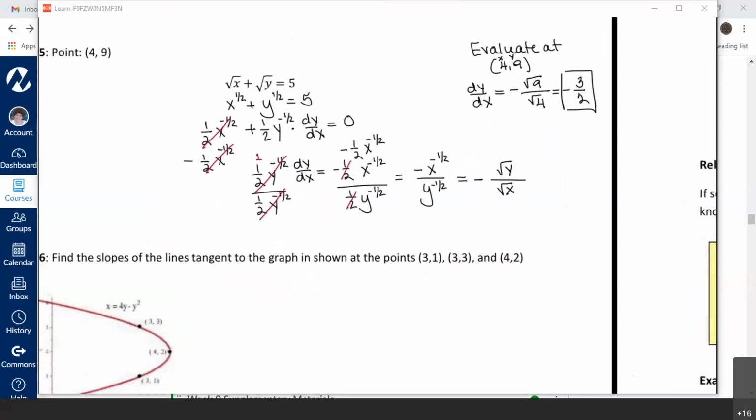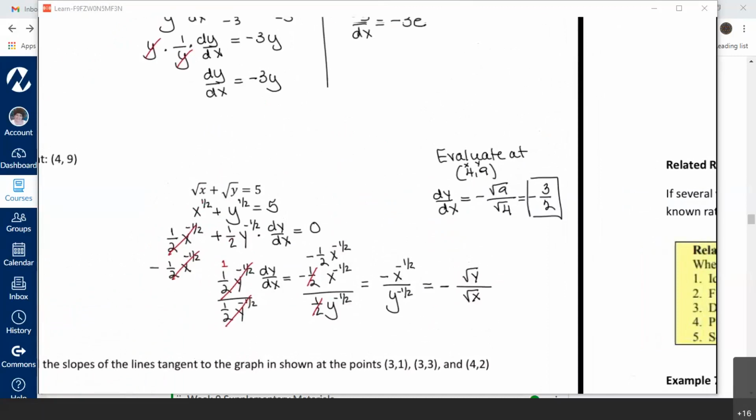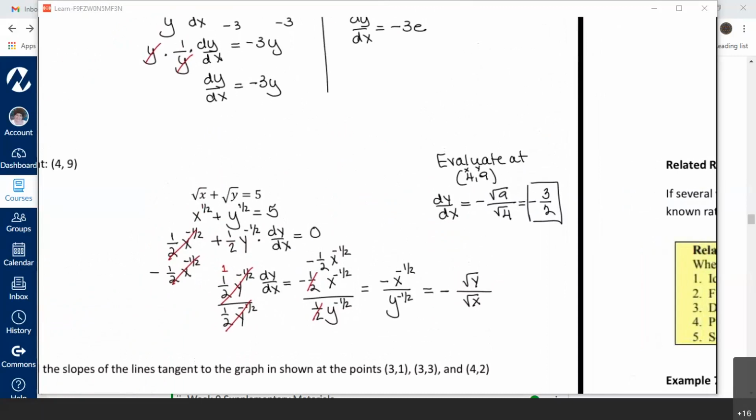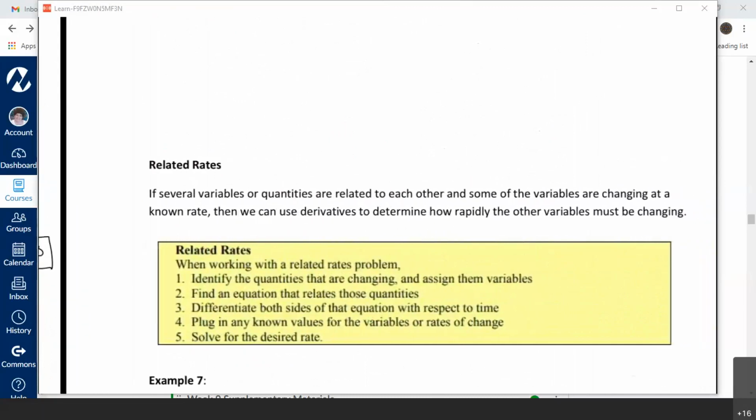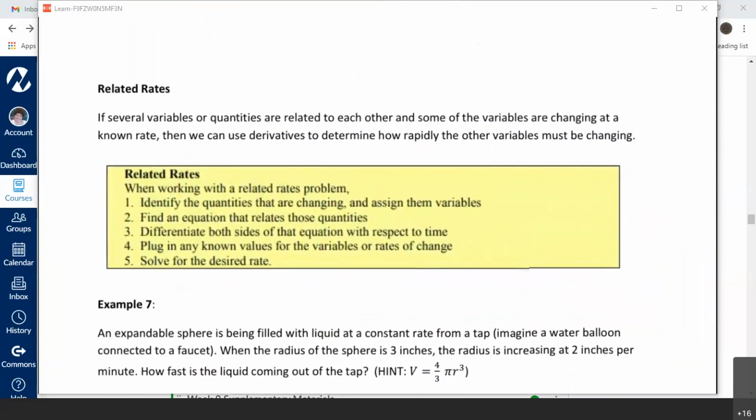I'll work them out for you so you can see how they roll. But I'd like to move on to the related rates stuff, because that's how you're actually going to apply this.